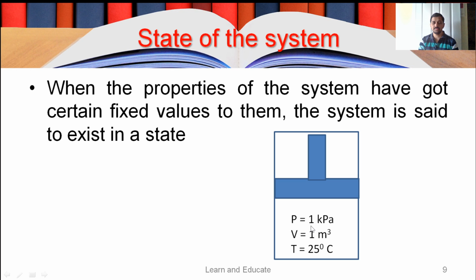When one or more properties of a system changes from a state, that is called a process. And the intermediate stages the system passes through from initial to final state. The locus of such points is called the path of the process.